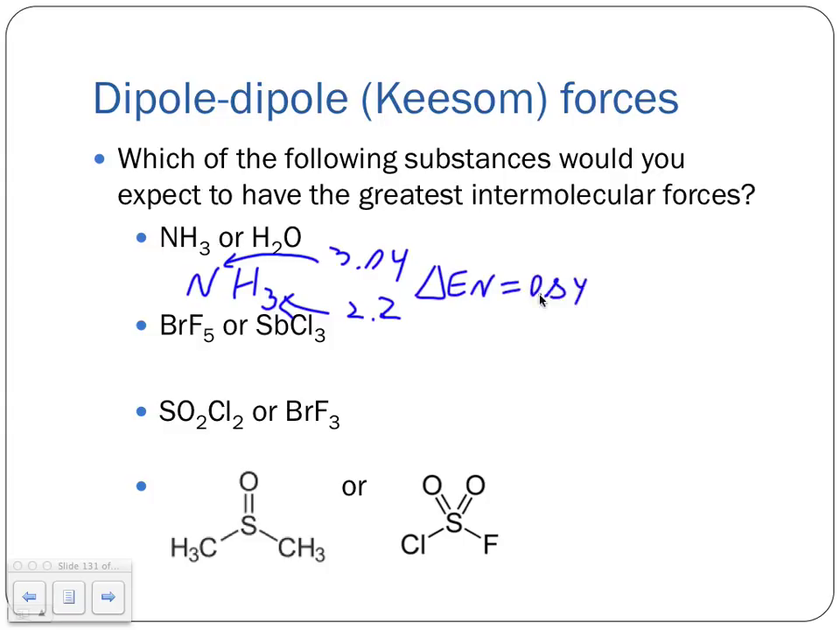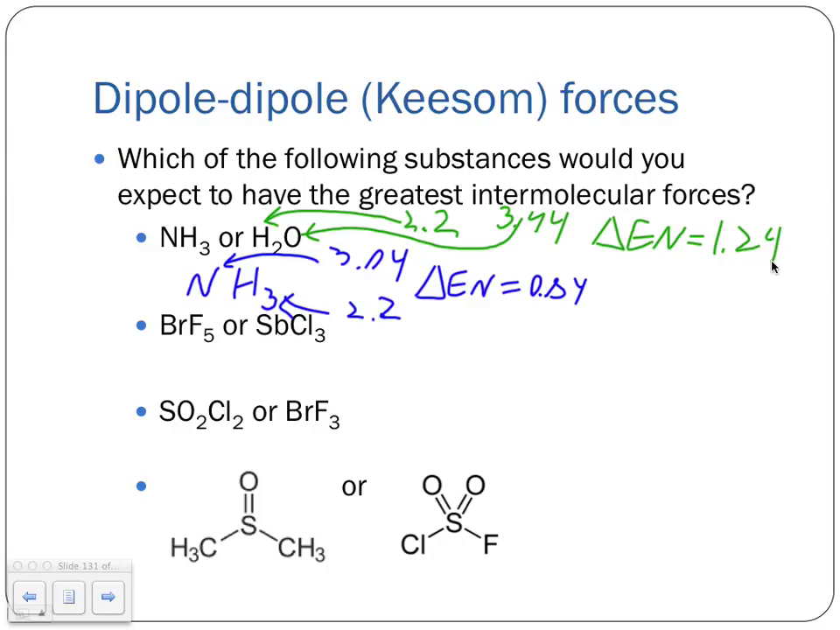On the other hand, if we look at water, H2O, we have an electronegativity for the H. We already said that was 2.2, right? And for the O, the O has an electronegativity of 3.44. And so the difference between 2.2 and 3.44 gives an electronegativity difference of 1.24.